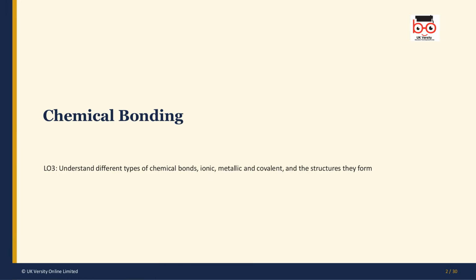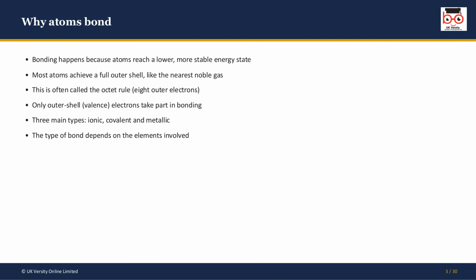In this outcome, we explore why atoms bond together at all, and the three great families of chemical bond: ionic, metallic, and covalent, along with the structures each one builds. Let's get started. So why do atoms bond in the first place?